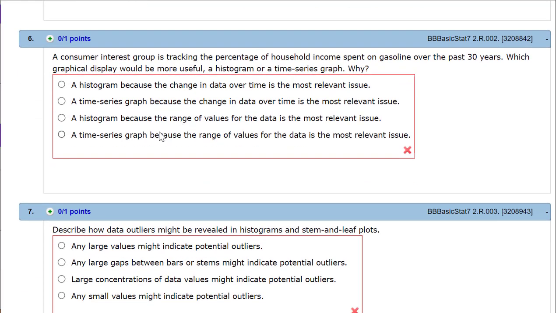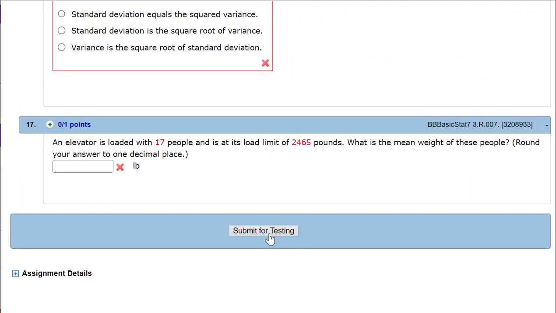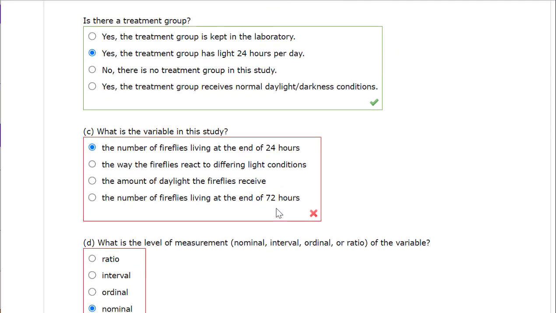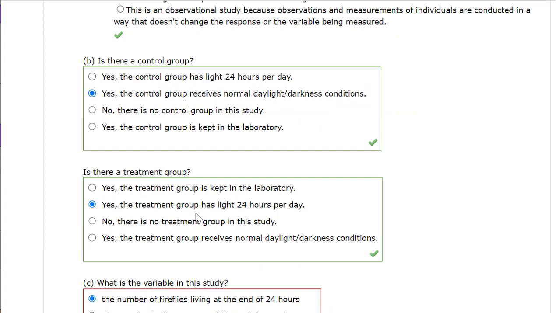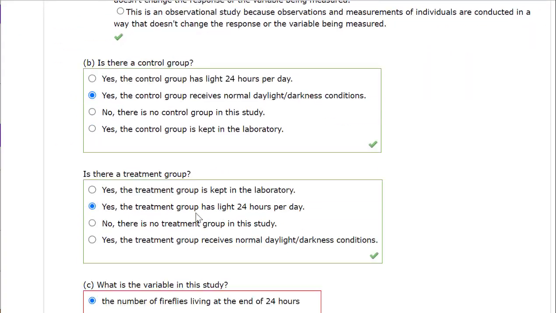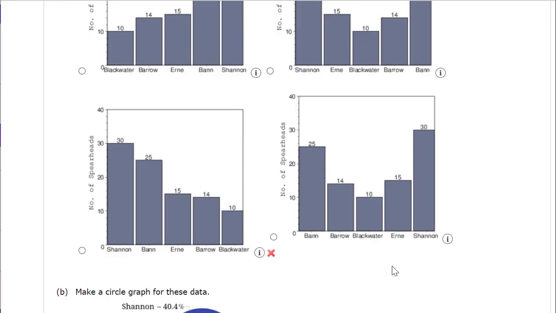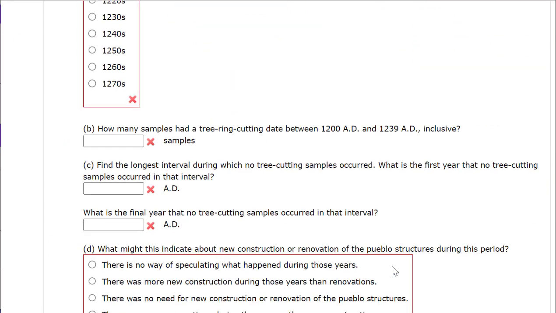Okay. A consumer interest group is tracking... I guess I should make sure I got these right, because there is a weirdo question in there, so I want to make sure that's right before I move on. Number 5, okay, that's one. Oh, wait. What is the variable in the study? Okay, I'm going to say it's the amount the fireflies receive. And are we going to do a ratio then? Let's see if it's a ratio, like a percent. Let's try that.